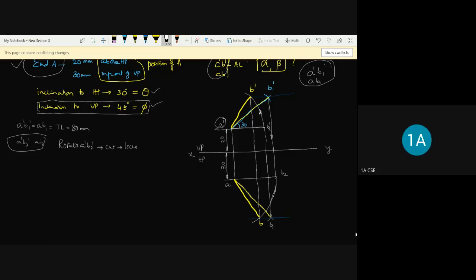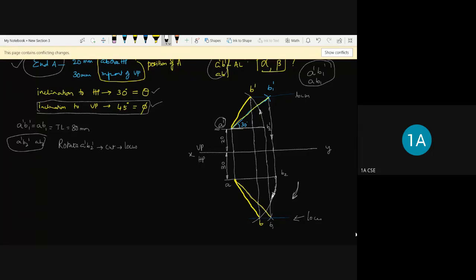Yes, sir. Similarly, this side also, A as the center, AB2 as the radius, we are going to draw an arc in this direction. Rotate it so that it will cut the locus. This is the locus of B dash, and this is the locus of B point. So it will cut this, then we'll get the B.